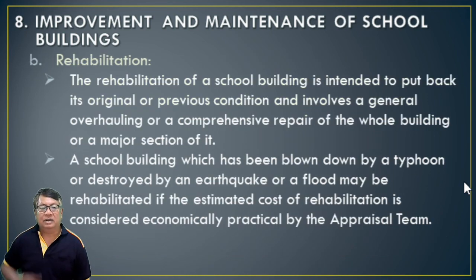Rehabilitation is the next one. The rehabilitation of a school building is intended to put it back to its original or previous condition and involves a general overhauling or a comprehensive repair of the whole building or a major section of it. A school building which has been blown down by a typhoon or destroyed by an earthquake or a flood may be rehabilitated if the estimated cost of rehabilitation is considered economically practical by the appraisal team.